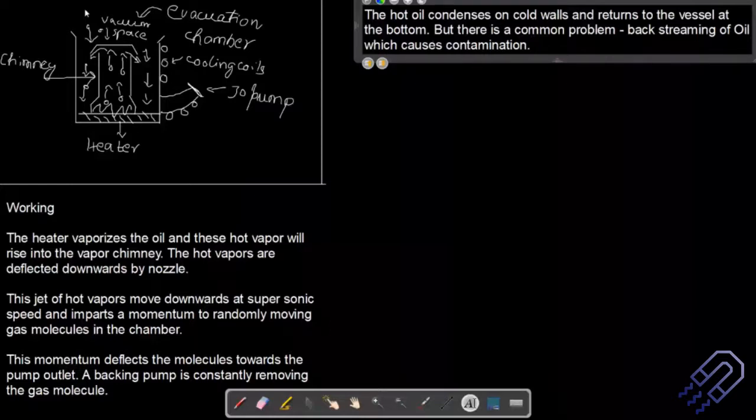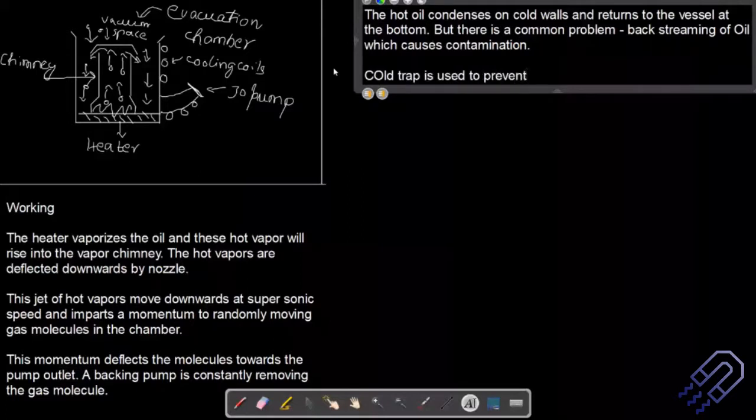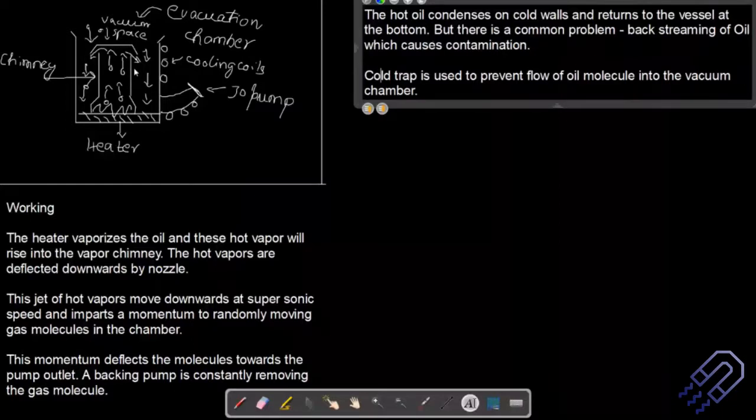So how do we do that? That is actually one of the major roles of the cold trap that we are using. The cold trap is used to prevent the flow of oil molecules into the vacuum chamber. As soon as the oil comes out of this chimney region, the cold trap is there. It will remove the energy from the gas molecules as they come fizzing out, and the cold trap will condense the molecule, or the oil, immediately, and it will settle down fast. If the cold traps are not used, the chances are that this oil might go into this particular part of the vacuum chamber also.